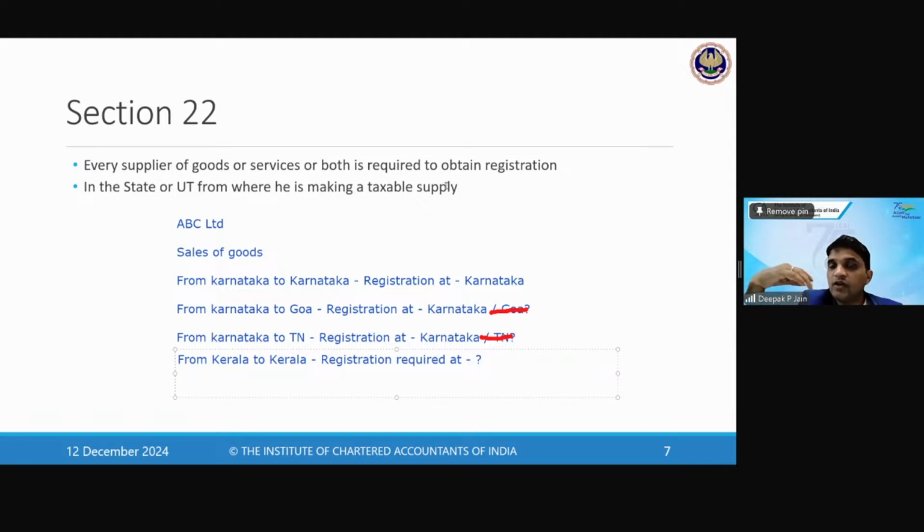basis. If the location of supplier and place of supply are in two different states, then you will charge IGST. And if the location of supplier and place of supply are in the same state, you will charge CGST and SGST. That is the relevance of destination based tax and place of supply.